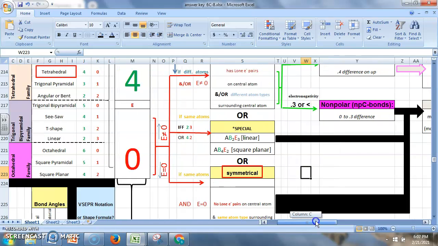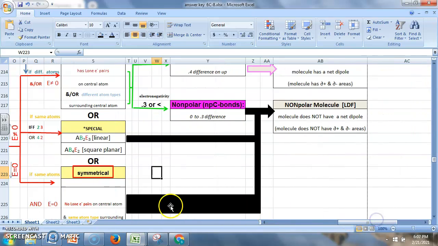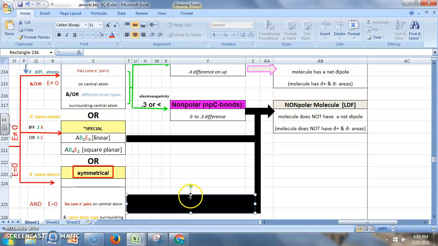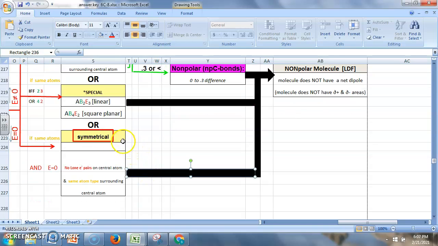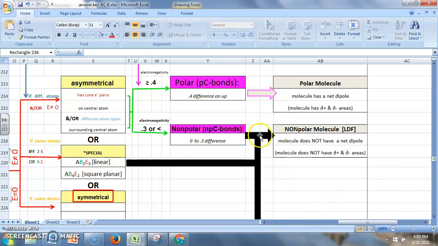With that said, when it's symmetrically shaped and you have all the same kind of atoms, I'm telling you, it doesn't really matter what the bonds are, whether the bonds are polar or not. If the bonds were polar, the symmetrical shape would cancel them out. If the bonds are nonpolar, the molecule is still going to be nonpolar. So we come from symmetrical, we follow this right up here, we follow right up on the line. Symmetrical pops us right out. It is a nonpolar molecule.